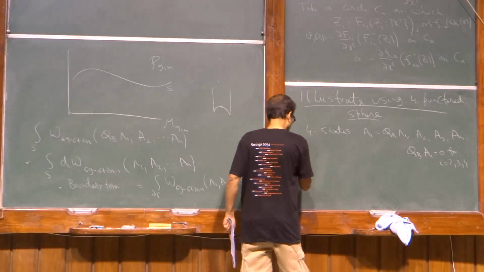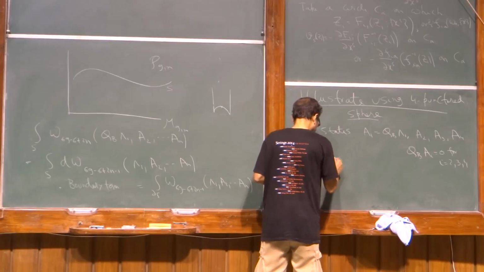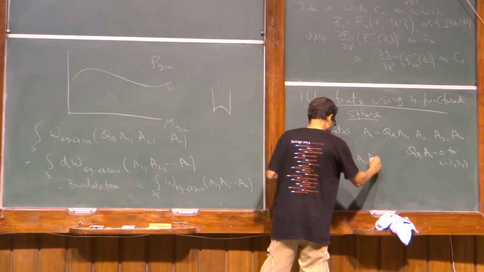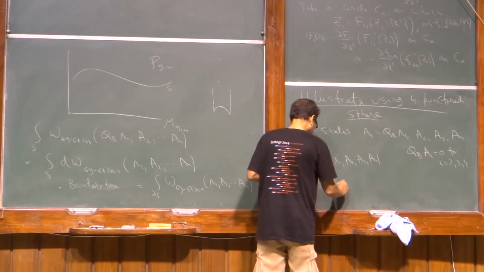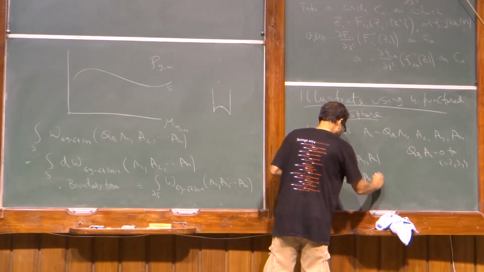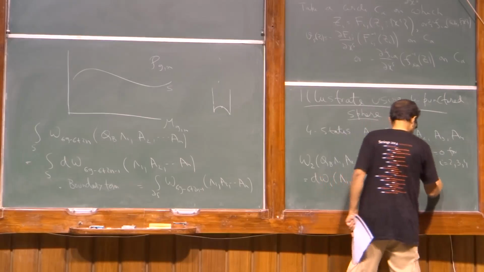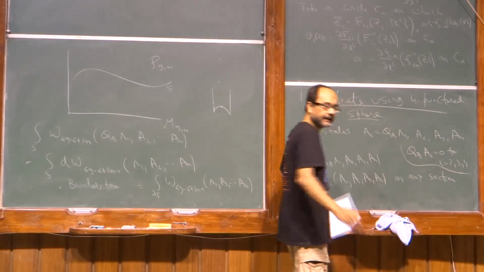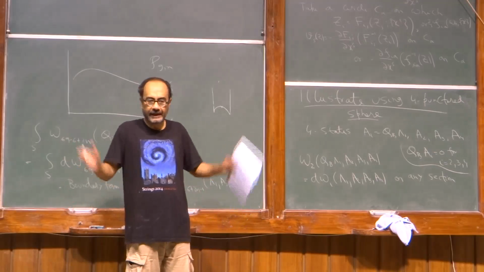So what we want to show is that omega 2 of QB lambda 1, A2, A3, A4 equals B omega 1 of lambda 1, A2, A3, A4 on any section. Let's at least try to see how this works. This is a very special case of the general identity.